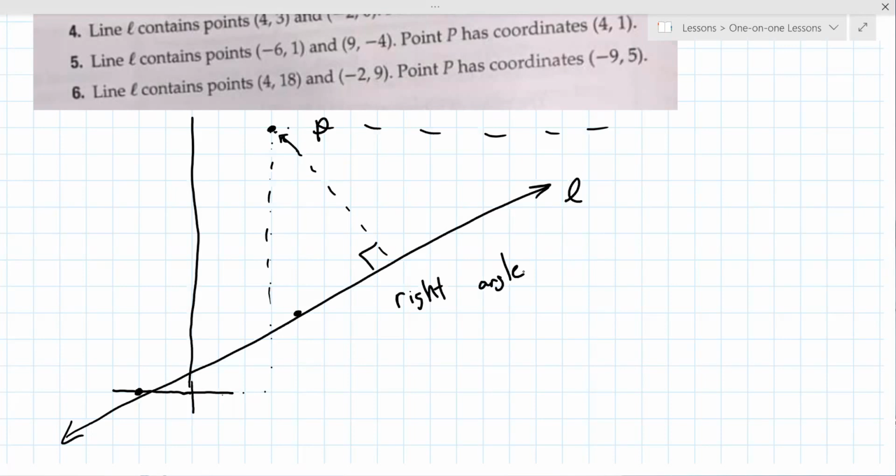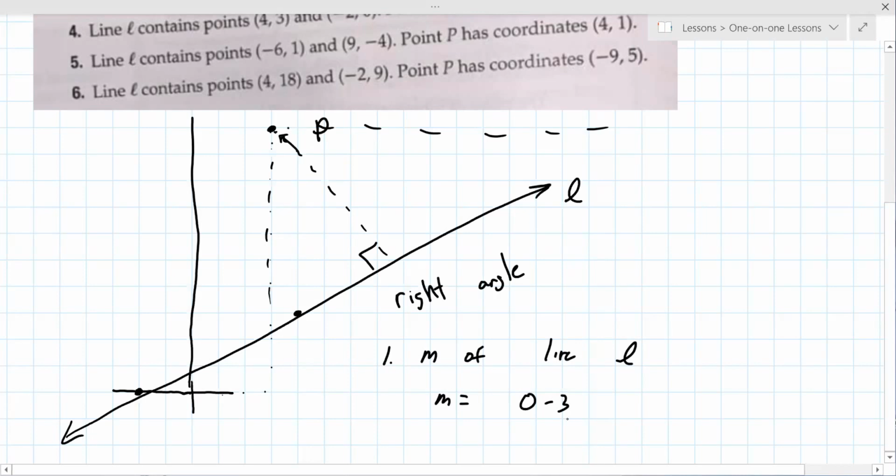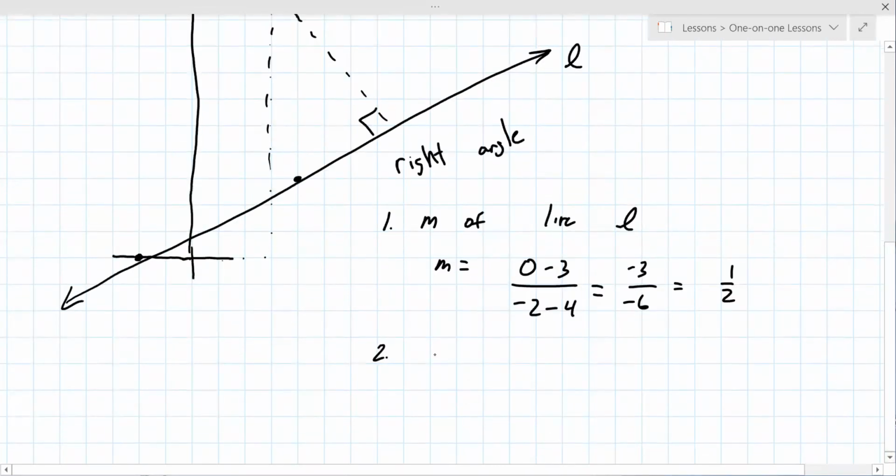So the first step is to find the slope of line L. The slope of line L is 0 minus 3 over minus 2 minus 4. So it's minus 3 over minus 6, which is 1/2. The next step is to figure out the perpendicular slope of line L. The perpendicular slope is the opposite sign reciprocal.